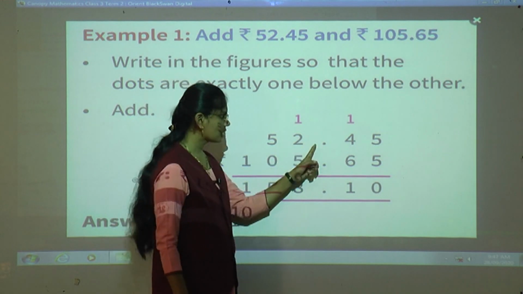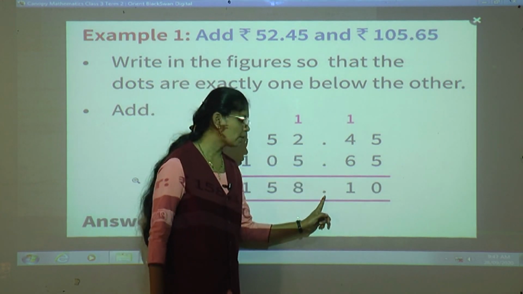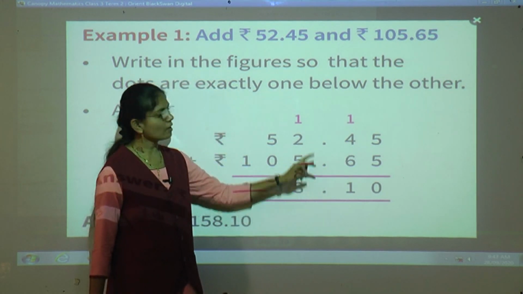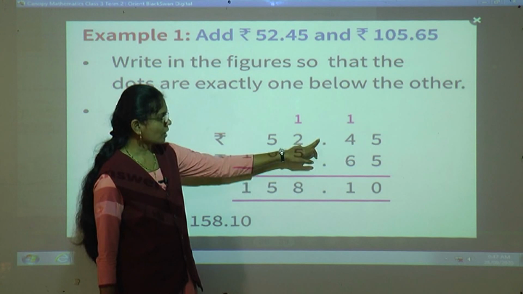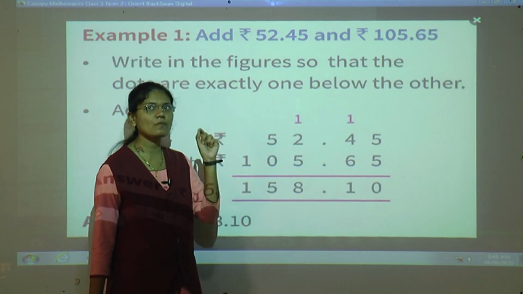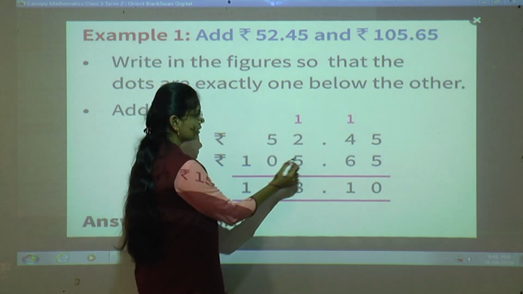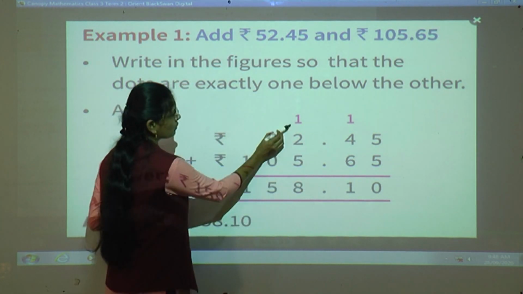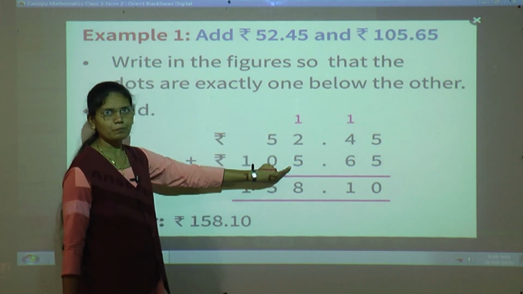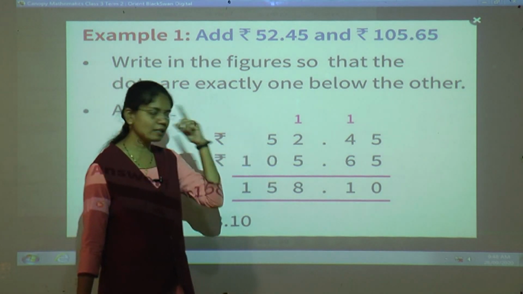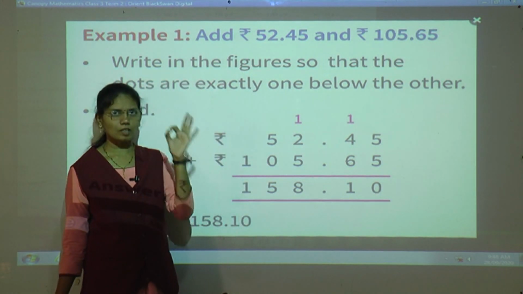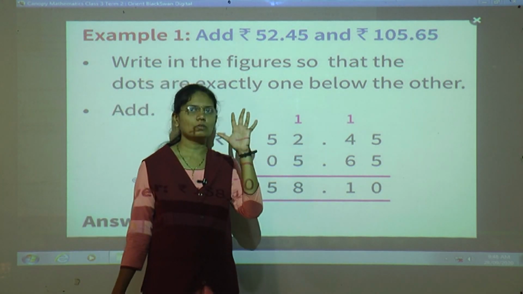But before that, see here, below the dots you have to give a dot here also. In the answer also you have to give the dot one below the other. Now if you see the dots here, all the dots are one below the other. This is very important. Then you do the addition. Now here 1 plus 2, 3, 3 plus 5. Now 3 keep in your mind, and 5, show your 5 fingers. What is there in your mind? 3.